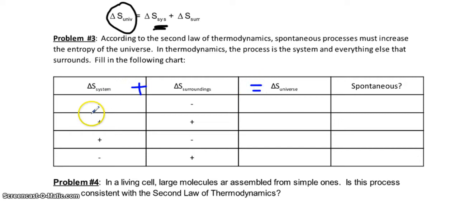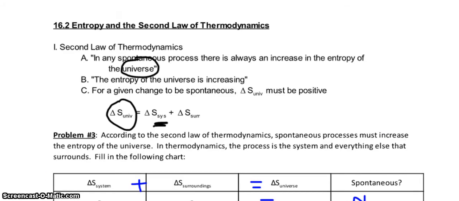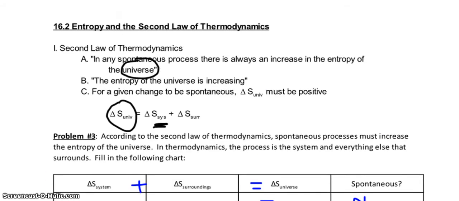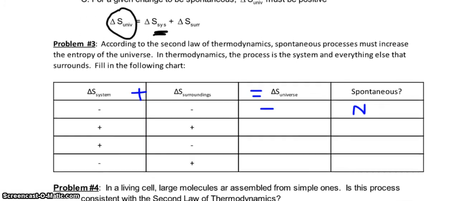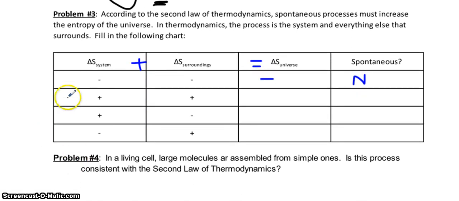So if you have a negative number, the system itself is getting more orderly and the surroundings are getting more orderly, so the universe is getting more orderly too. And is that spontaneous? No way. We said above that the entropy of the universe is always increasing. That's not going to be spontaneous. So if I have a more disorderly system and more disorderly surroundings, what is my delta S of the universe? Positive.